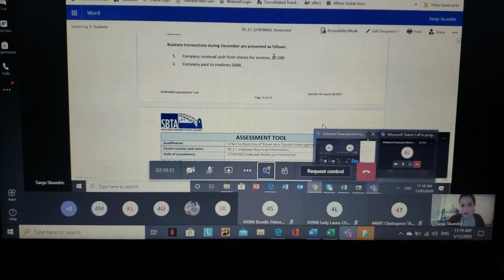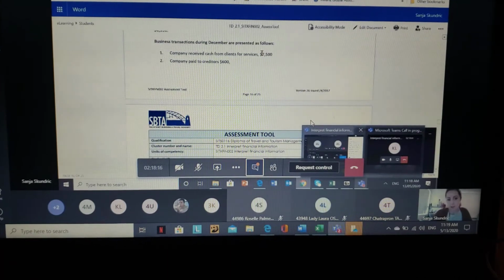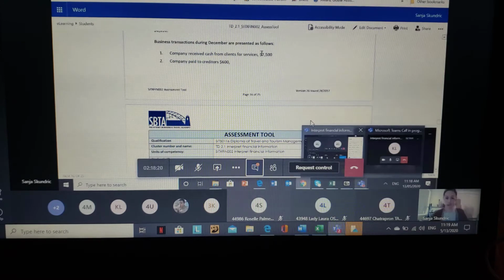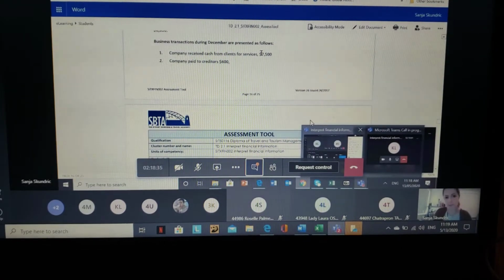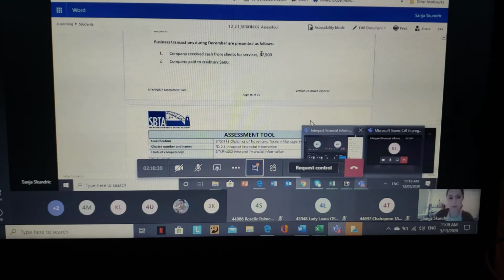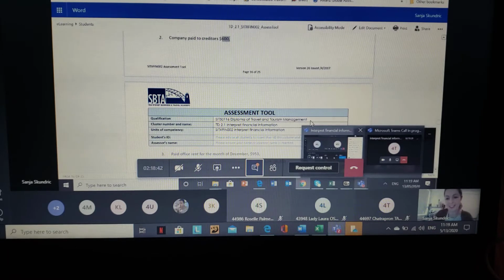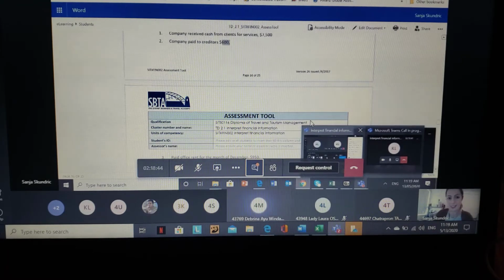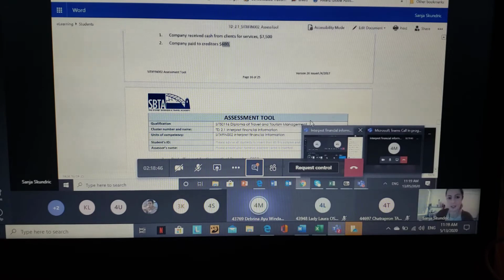Kian, so we have paid creditors $600. Now, that is no longer a liability. Well, it is a liability, sorry, because it is an expense, but our paid expenses do not need to appear on the balance sheet. Are we all agreeing on this? I don't really get it. Can you repeat again, please?